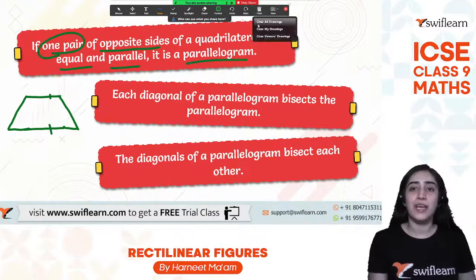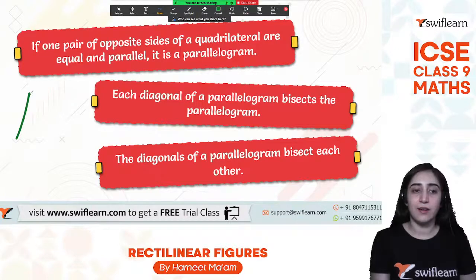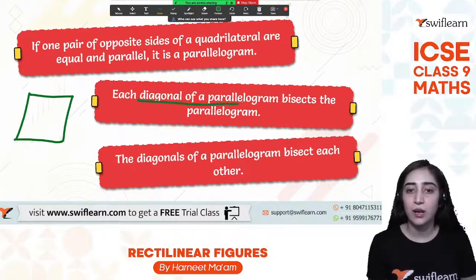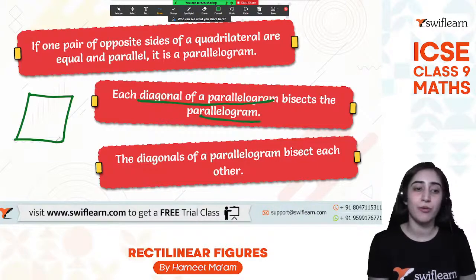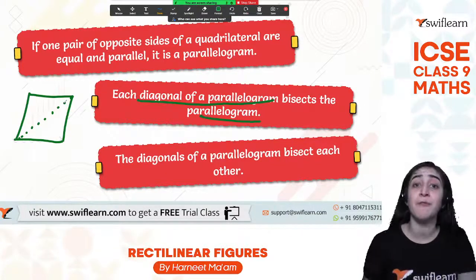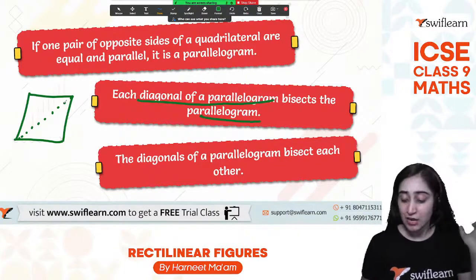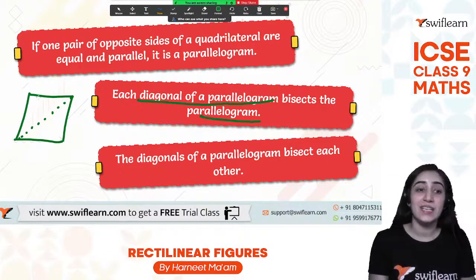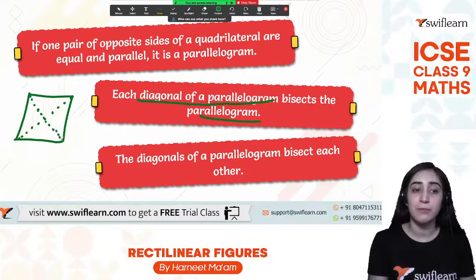Now moving on to the next one, let's understand another property of a parallelogram. It says that each diagonal of a parallelogram bisects the parallelogram. So if I draw a diagonal, what happens? It divides into two equal triangles, and we have proved its congruency in the 3rd session. If you haven't, you can go and check that out. And the diagonals bisect each other. So when I do this, these diagonals are being bisected.